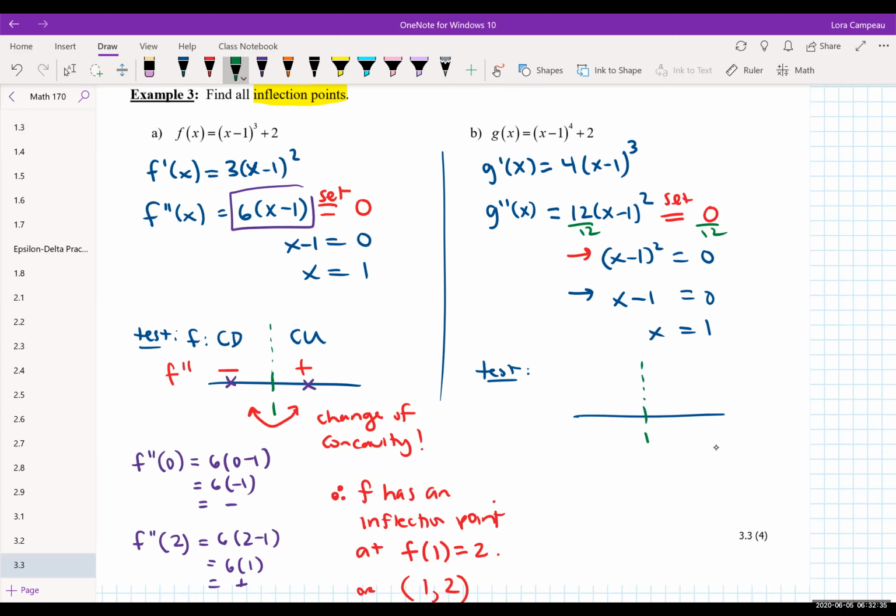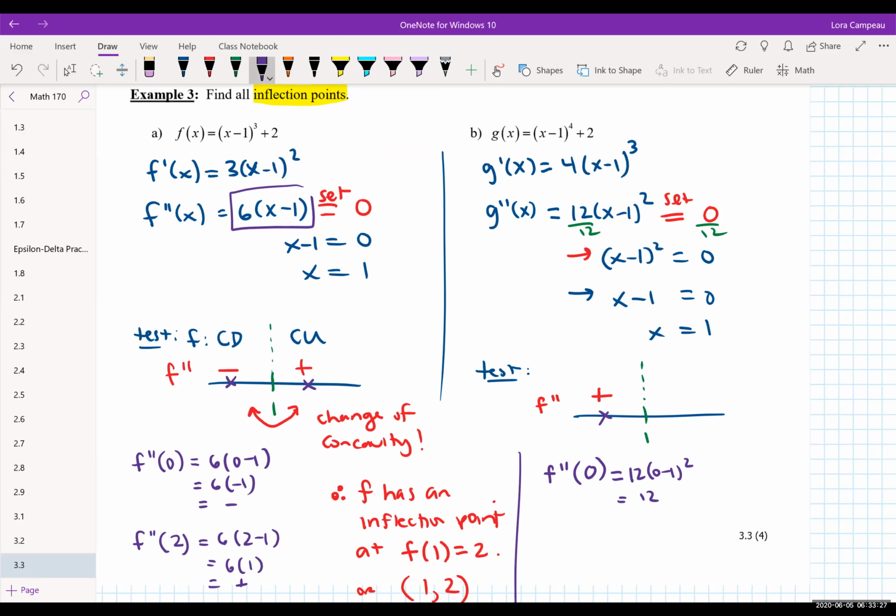And then we determine what's happening to the second derivative. If I want to play with this, I'll go with something to the left of 1, say 0. In our case, the second derivative is 12 times (x minus 1) squared, so 12 times (0 minus 1) squared. It's going to give us 12, and that's positive. I should probably do that in red for you all. So the second derivative is positive in this region.